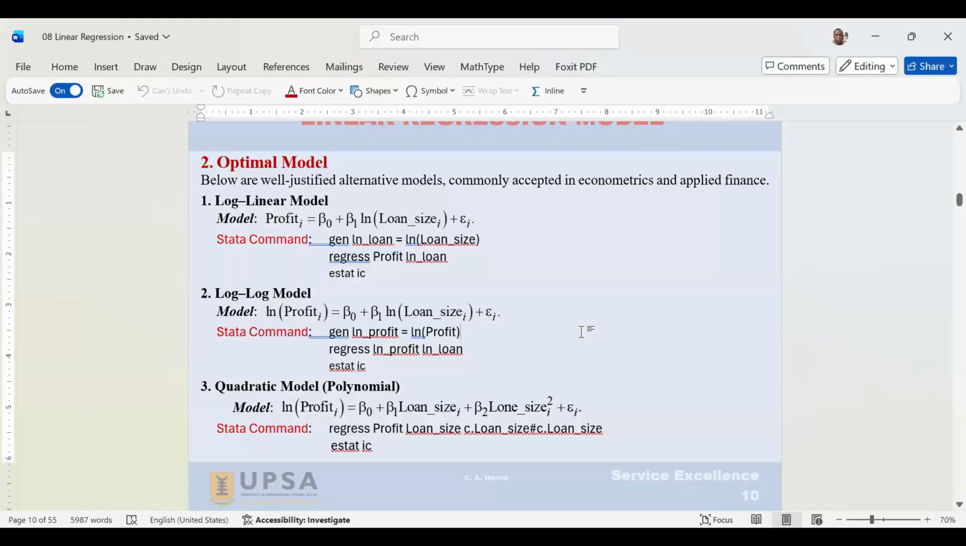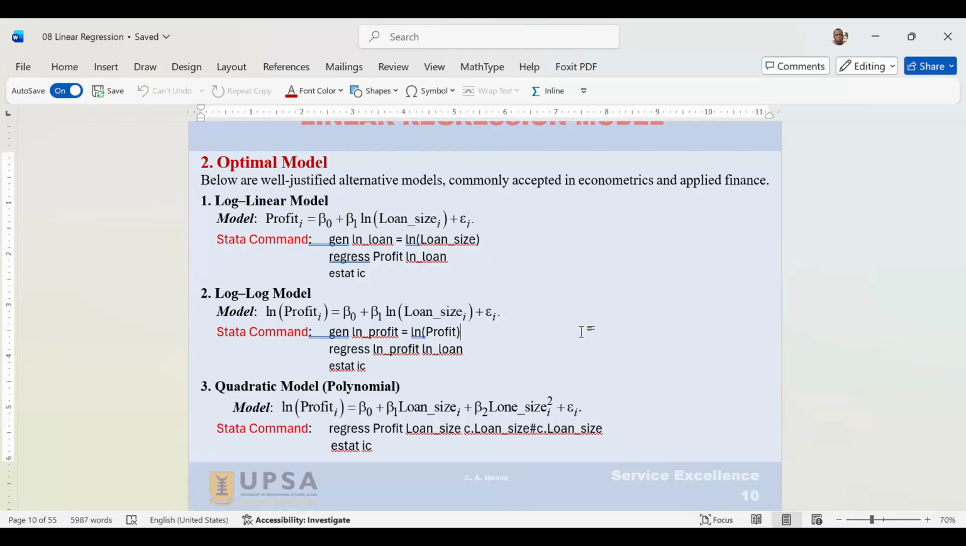So I want to do the second model. The second model is a log-log model. I'm doing so many models so that I can check which one has the lowest AIC and BIC. And the one with the lowest AIC and BIC is the optimal. Please, have I made myself clear?